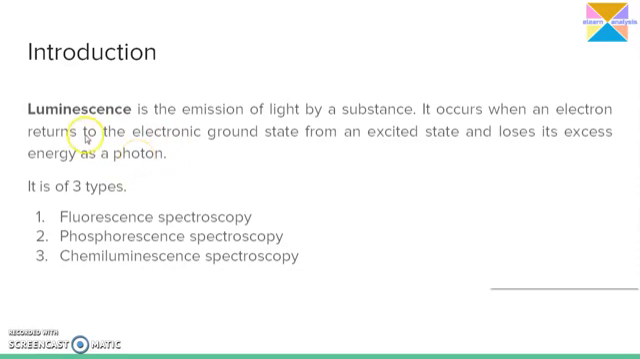This light we call luminescence, and this luminescence is light that is produced without any heat or without any application of external energy. So we call this light without heat, or we also call it cold light. This luminescence is of three different types. The first one is fluorescence, the second is phosphorescence, and the third is chemiluminescence. We are not discussing much about chemiluminescence, whereas we will be discussing in detail fluorescence and phosphorescence, which are very important in spectroscopy.